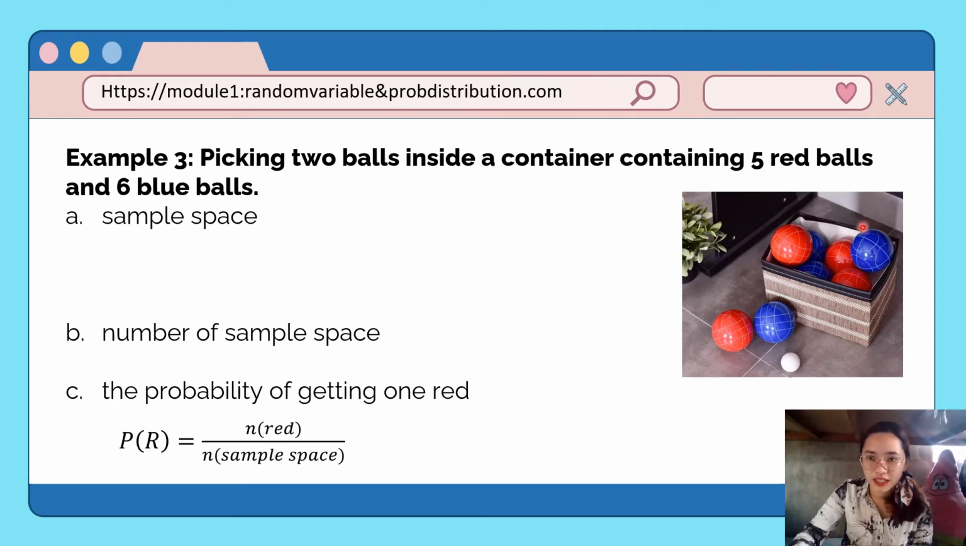Ito yung container natin at meron siyang laman na 5 red balls at 6 blue balls. Wari nasa ilalim na hindi na nakita ng iba. And, again, ang experiment ay kukuha lang ng dalawang bola, one at a time naman. So, ano yung mga possible outcomes na pwede natin?